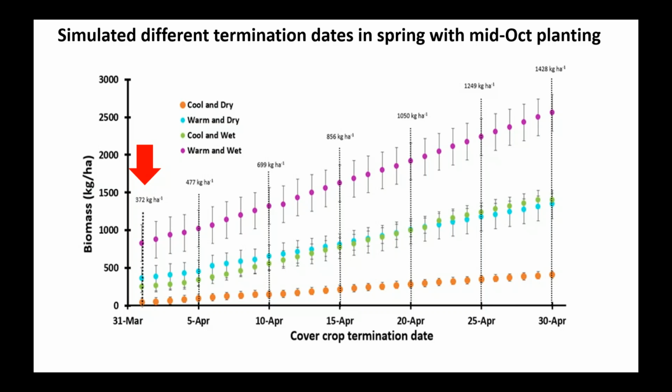So if we start by planting the cover crop in mid-October, terminating by the beginning of April, you might get on average over these seasons about 400 kilograms per hectare or a little less than that. But if you were to delay termination to the end of April, you could get about 1,400 kilograms or 1,300 pounds per acre. So it's almost 4 times as much if you terminated earlier versus later in the month.